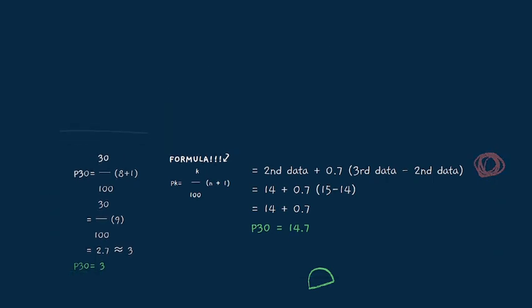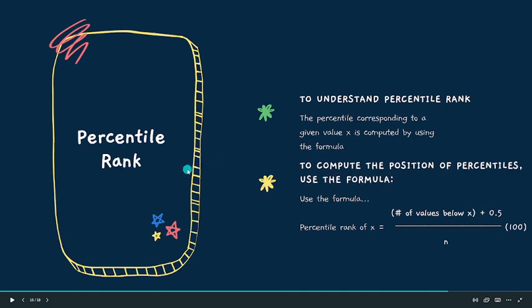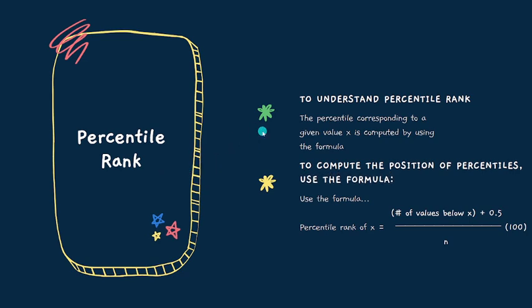Next, we have percentile rank. Percentile rank is the percentile corresponding to a given value x, computed by using the formula. The percentile rank of x, which is our given value, is equal to the number of values below x plus 0.5, over n, the total number of data, times 100.